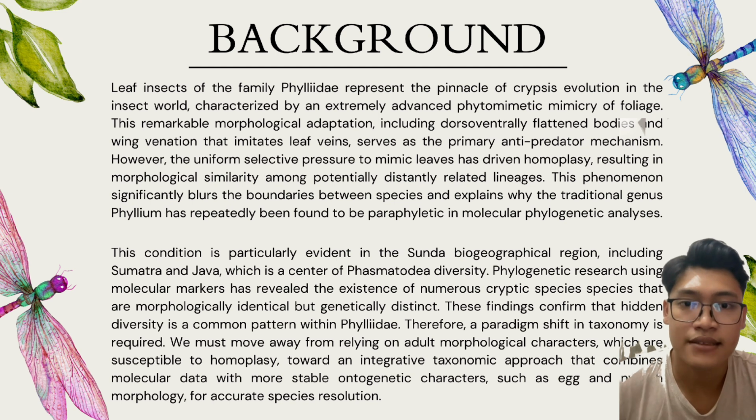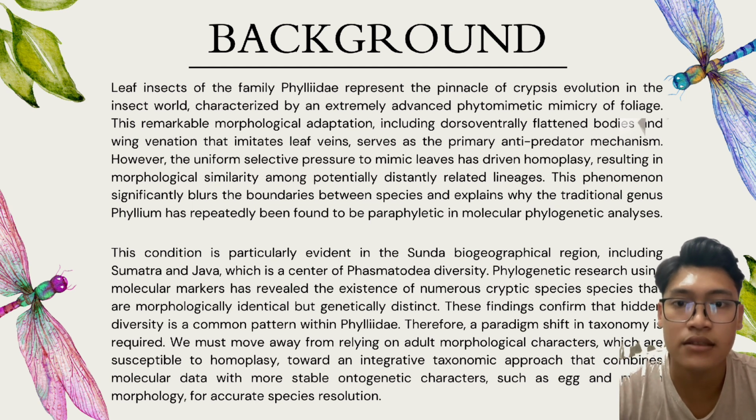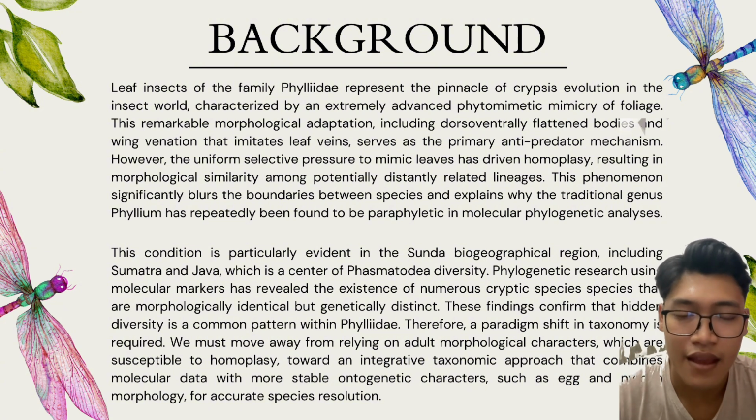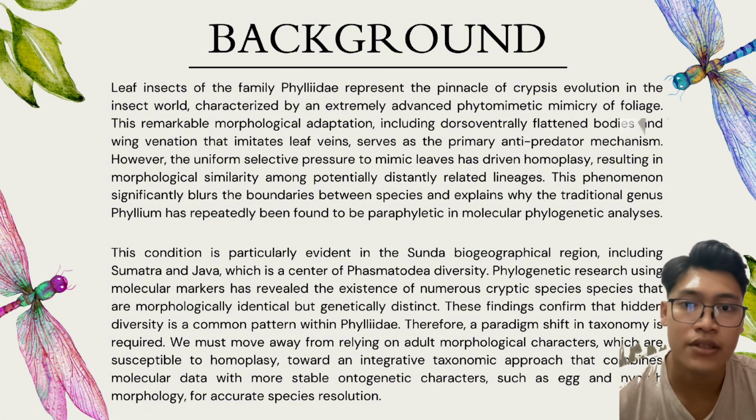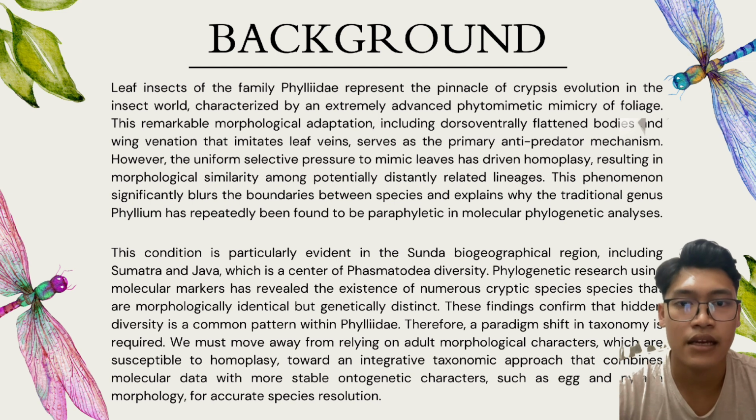The problem: leaf insects are a prime example of extreme mimicry. Uniform selective pressure to mimic leaves drives homoplasy in their morphological characters. As a result, many genetically distinct species look identical, creating abundant cryptic species in each region like Sumatra and rendering the traditional genus Phyllium paraphyletic. The solution? To address this hidden diversity, we can no longer rely on adult morphology. We propose an integrative taxonomy approach combining molecular data with a stable ontogenetic character, such as egg morphology, as the key to obtaining accurate species delimitation.